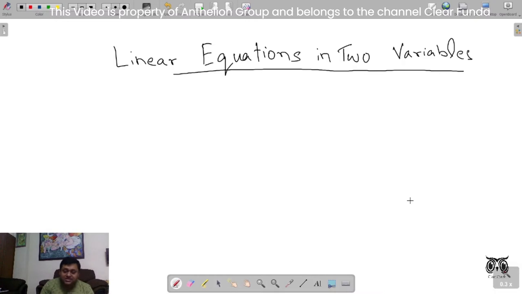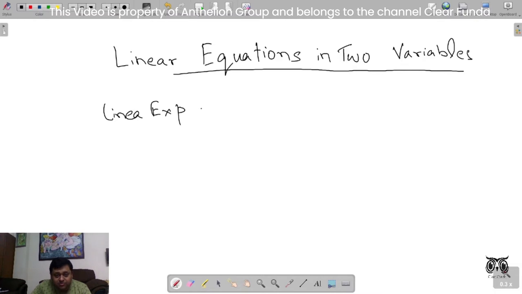So first of all, let us understand what linear equations in two variables are. To make that understandable, it is very important that you remember what our algebraic expressions were, specifically the linear ones, because we are dealing with everything linear. So what was a linear expression?